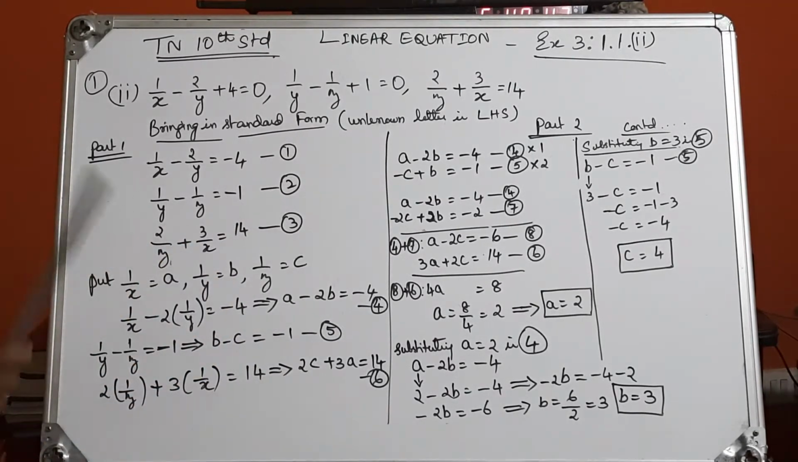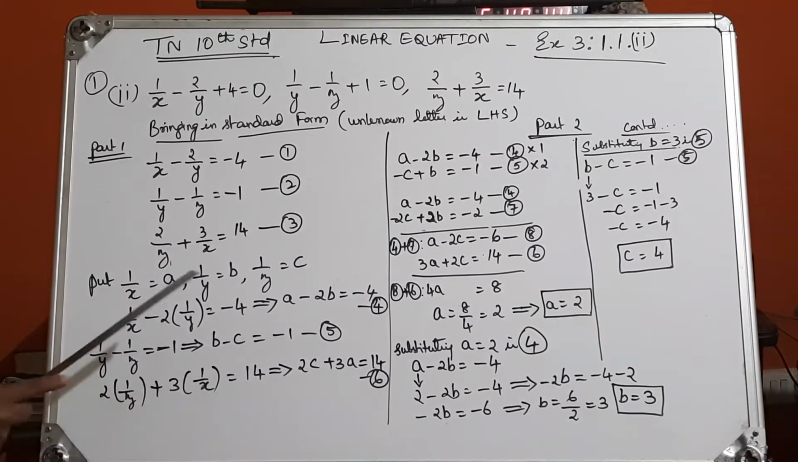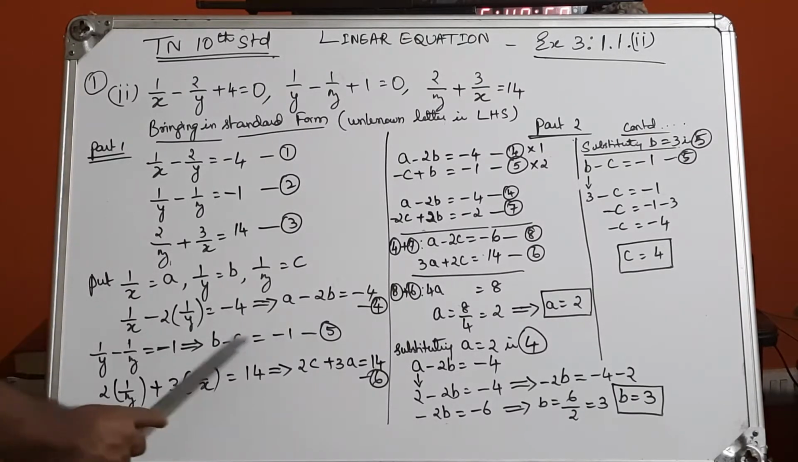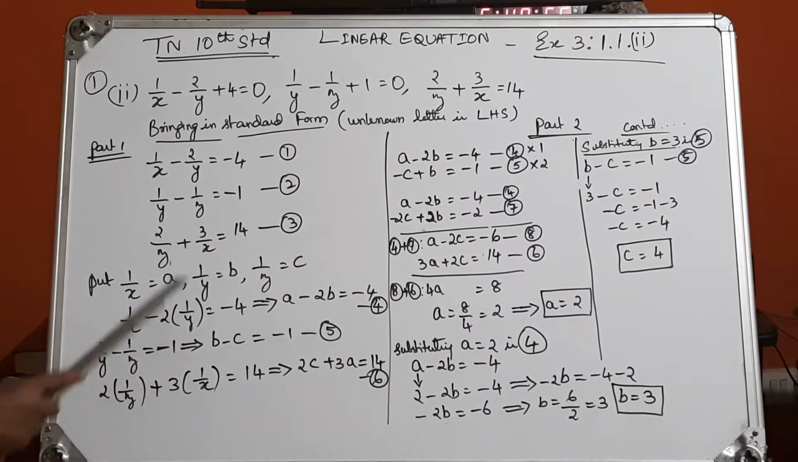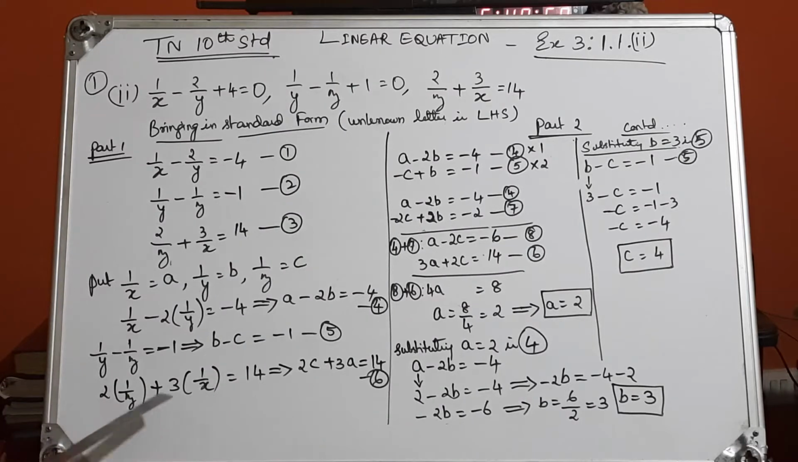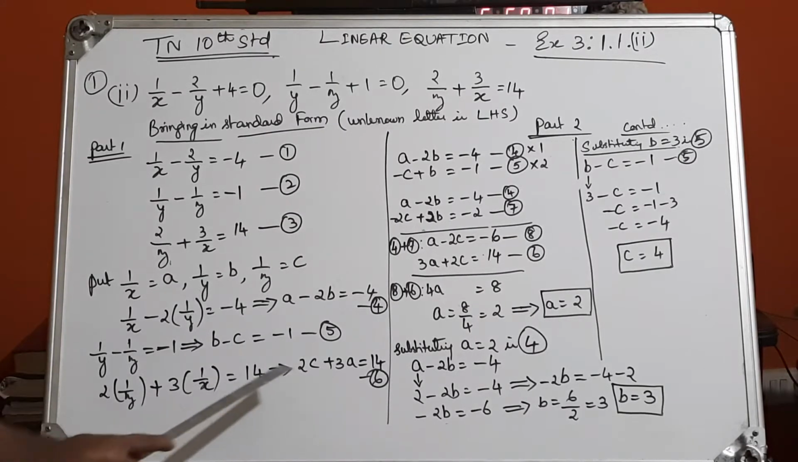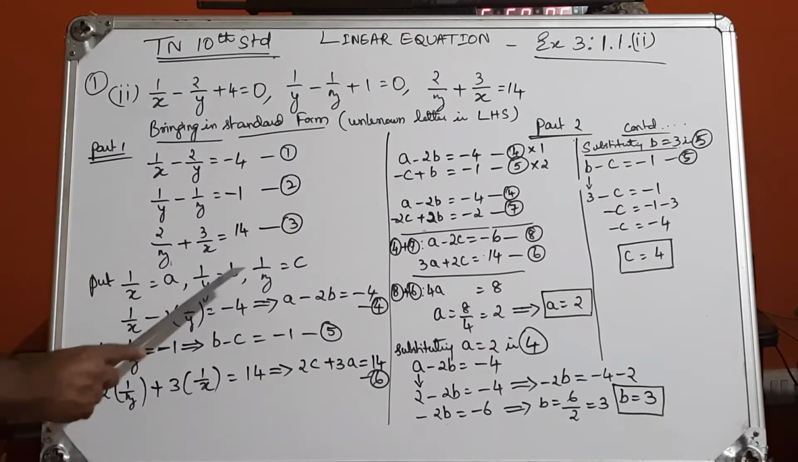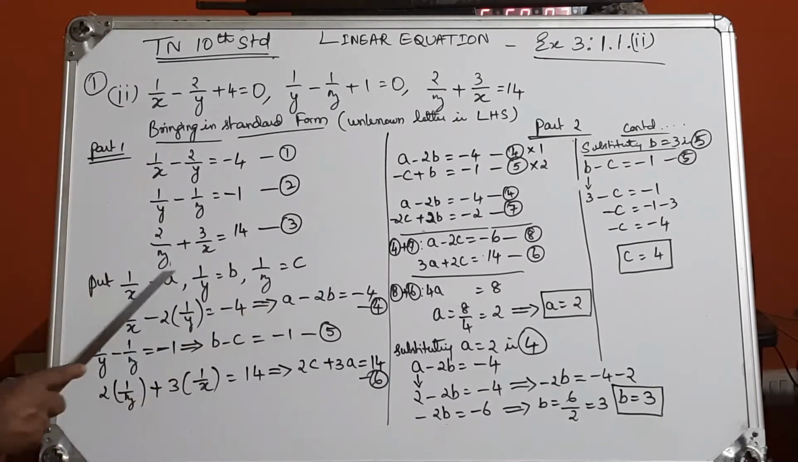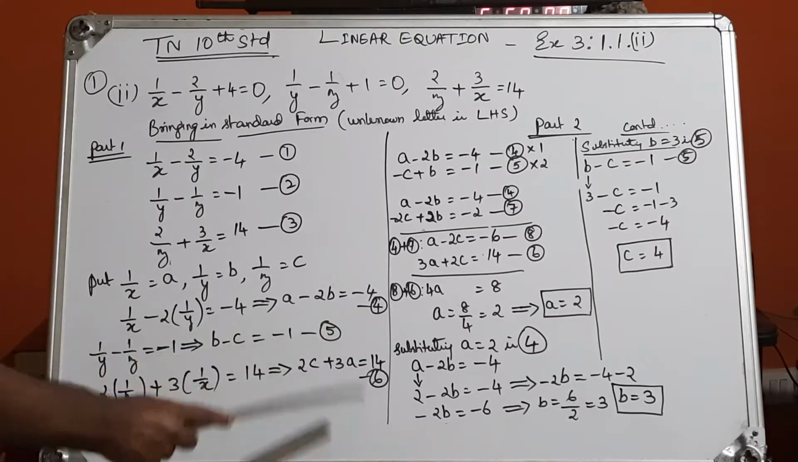Now the second equation: 1 by y we put as b, 1 by z we put as c, so you get b minus c equal to minus 1. Call it equation 5. The last equation: 2 by z you can write as 2 into 1 by z plus 3 into 1 by x. So 2 by z is 2c plus 3a equal to 14. Wherever 1 by y comes you put b, 1 by z you put c and 1 by x you put a. You get 3 equations: 4, 5, 6.